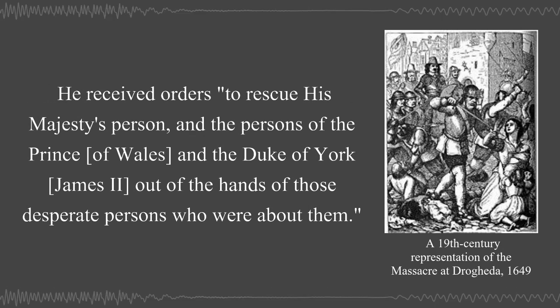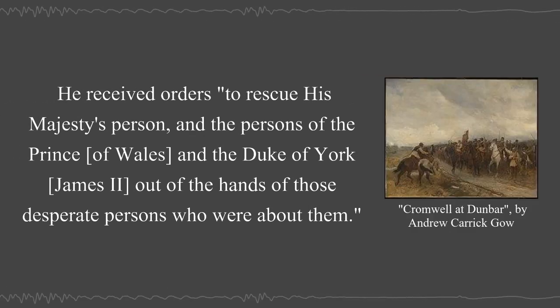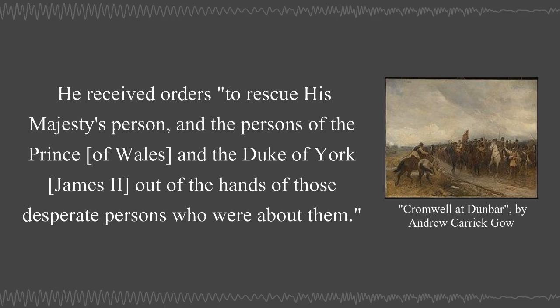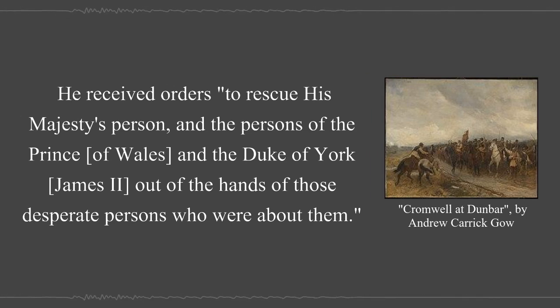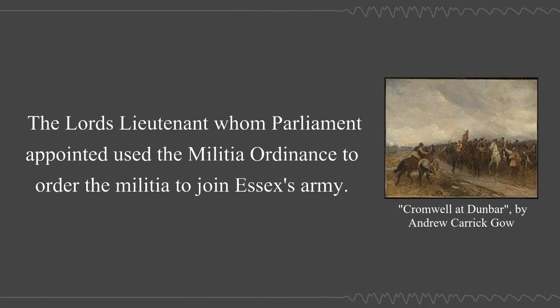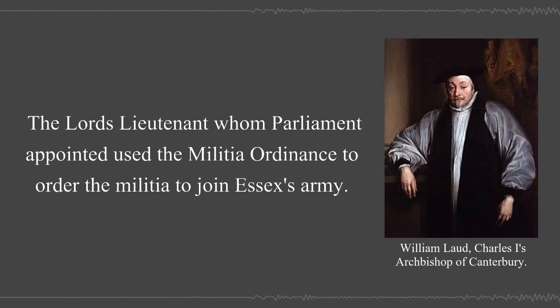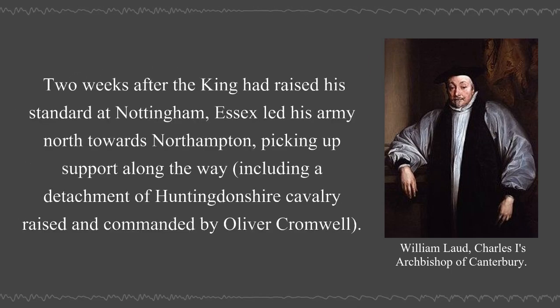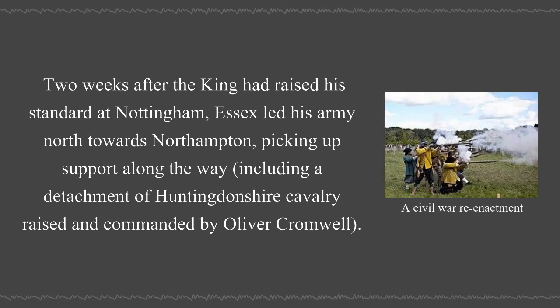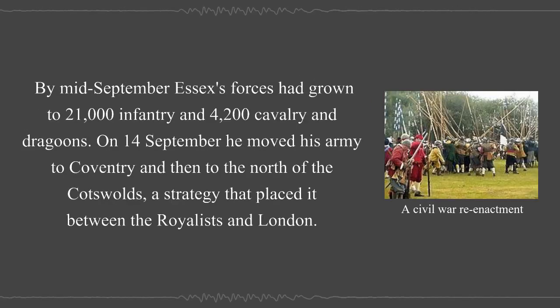He received orders to rescue His Majesty's person, and the persons of the Prince of Wales and the Duke of York, James II, out of the hands of those desperate persons who were about them. The Lord's Lieutenants, whom Parliament appointed, used the militia ordinance to order the militia to join Essex's army. 2 weeks after the king had raised his standard at Nottingham, Essex led his army north toward Northampton, picking up support along the way, including a detachment of Huntingdonshire cavalry raised and commanded by Oliver Cromwell. By mid-September, Essex's forces had grown to 21,000 infantry and 4,200 cavalry and dragoons.